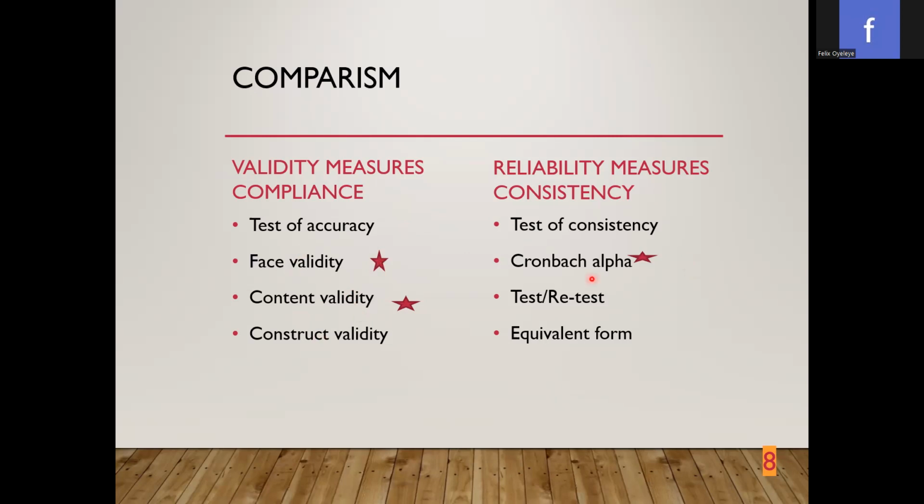And of course, on the side of reliability check, we look at the Cronbach alpha. Cronbach alpha is usually the commonly used check of reliability. This is a statistical concept that we use to check reliability. You can as well use test and retest method, equivalent form, but commonly used is the Cronbach alpha, what we use with our SPSS. So, let's start with the face validity check.